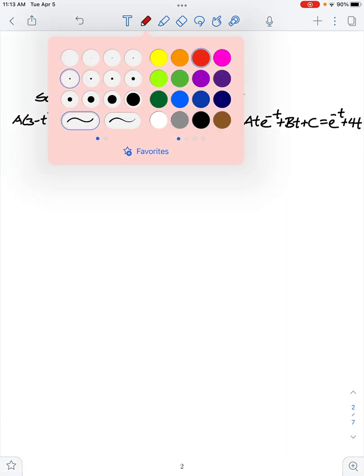Let me start by grouping all of the terms involving t times e to the negative t. So summing these terms, I have a -a plus a minus a plus a times t e to the negative t. So all of these terms cancel one another. We're left with 0. And now let me look at the terms that are just constants times e to the negative t.